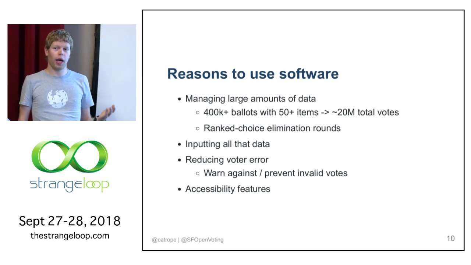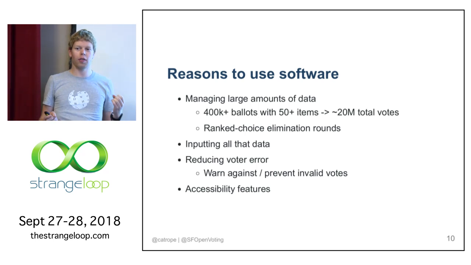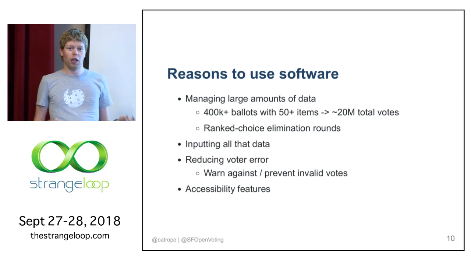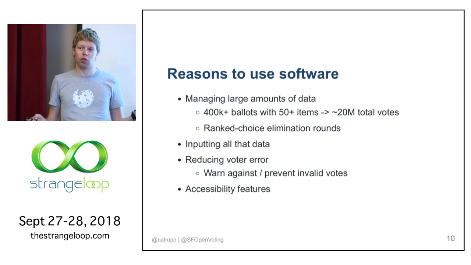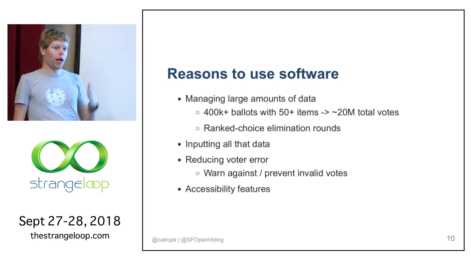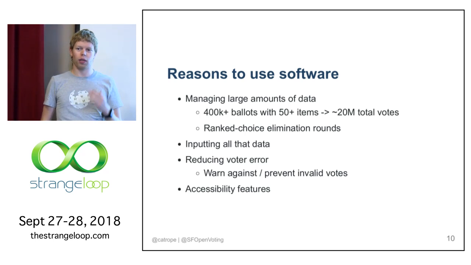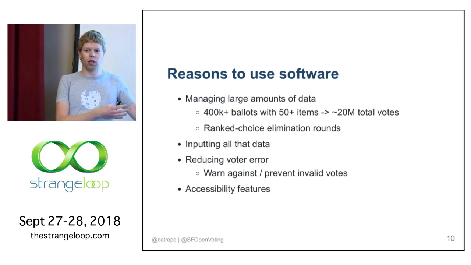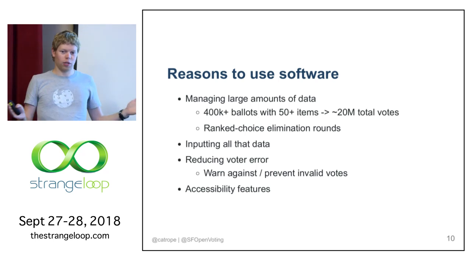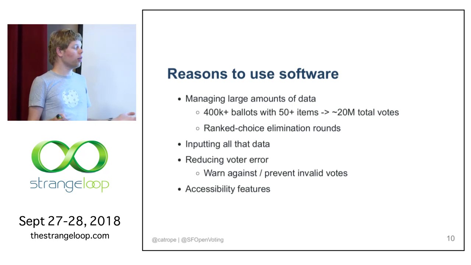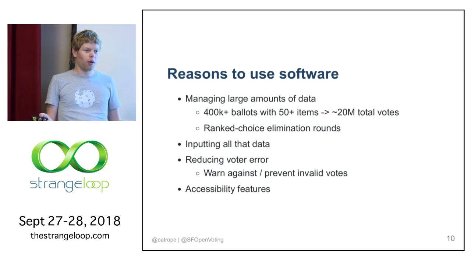If you have 50-plus items on any given ballot and you have 400,000 people voting, that's 20 million votes, essentially, if you break it down per contest. You have to do ranked choice elimination rounds between as many as 21 candidates, because that happened once, and as many as 250,000 votes. That's a lot of processing that you don't want to do by hand. A computer can do it in seconds.